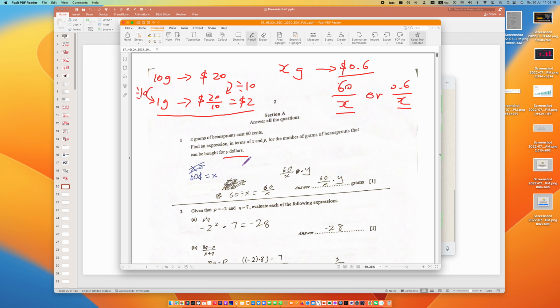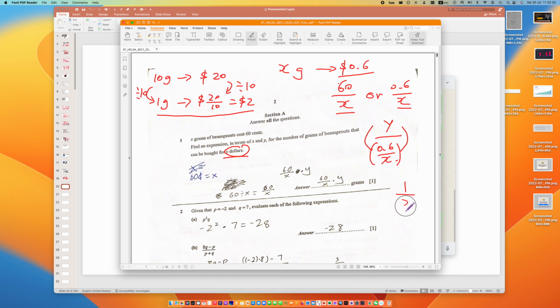Now they say you have y dollars. So here it is dollars. What you need to do is take y, so divide by 0.6 over x with a bracket. Why do you need a bracket here? Because if you don't put a bracket, nobody knows whether you should take y over 0.6 like this, or y over 0.6 over x. You understand?